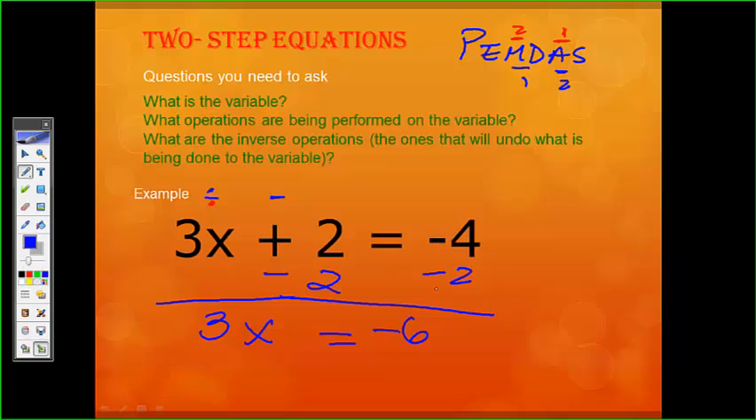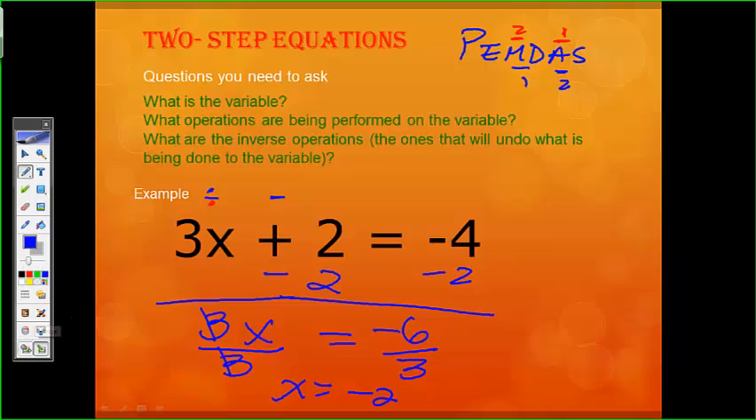Remember, same sign, add and keep. Now 3 times x, we undo it, we need to divide by 3, and x is equal to negative 2. I'm dividing a negative by a positive, so the answer will be negative.